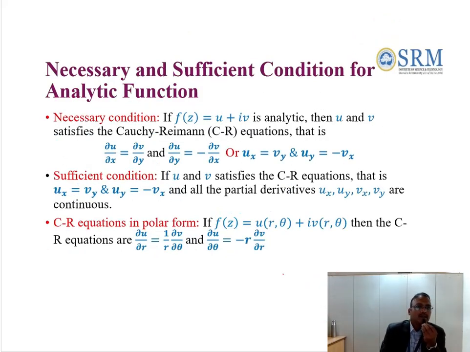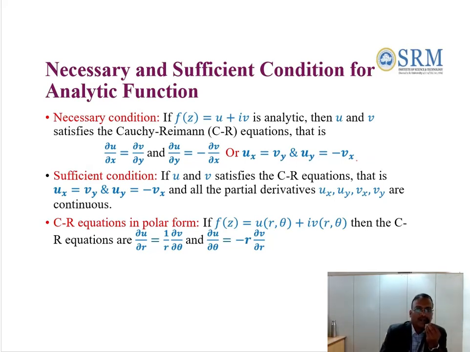Right. Now what are the necessary and sufficient conditions for an analytic function? Let us state the necessary condition. Suppose f of z equal to u plus iv is analytic, then u and v satisfy the Cauchy-Riemann equations, that is, dou u by dou x equal to dou v by dou y, and dou u by dou y equal to minus dou v by dou x. That means the functions u and v satisfy these two relations, that is, ux equal to vy and uy equal to minus vx. But this is not a sufficient condition.